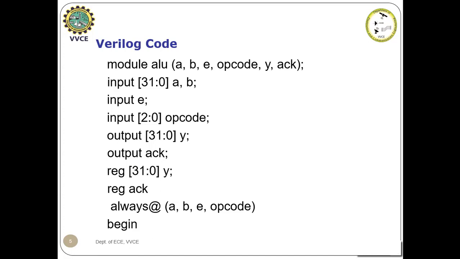Since we are writing the code in behavioral description style, all the output variables, irrespective of whether scalar or vector, we have to store in a register. Therefore, I am storing them using the reg data type. Once input ports and output ports are declared, I am writing the sensitivity list: always at A, B, E, opcode. Means these are my concurrent inputs to my process.